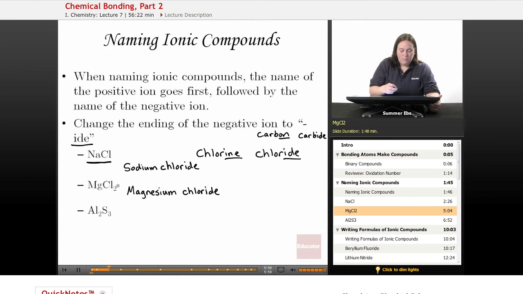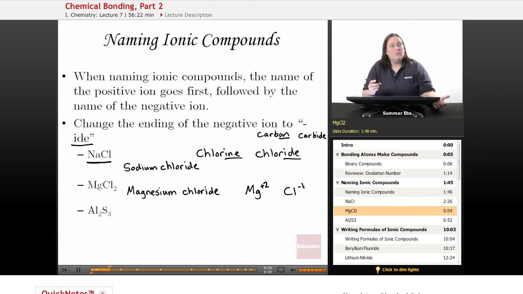So the reason we know there's 2 chlorines is because magnesium has a positive 2 oxidation number, and chlorine has a negative 1. Okay? If you remember ionic compounds, they have to be balanced. So for a positive 2 charge, we also need negative 2 charges. And chlorine only gives us 1, so we know we need to add an additional negative charge on that chlorine. So we need 2 chlorines for every 1 magnesium in order to create a neutral compound.